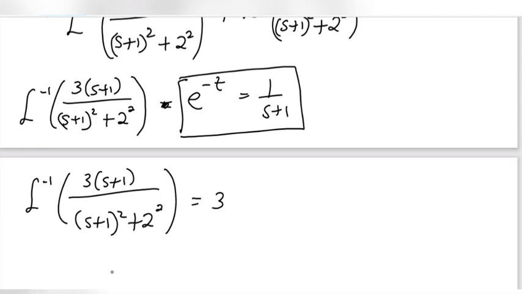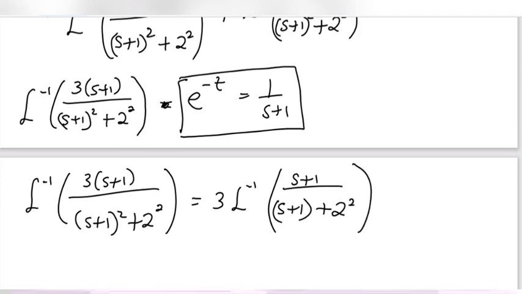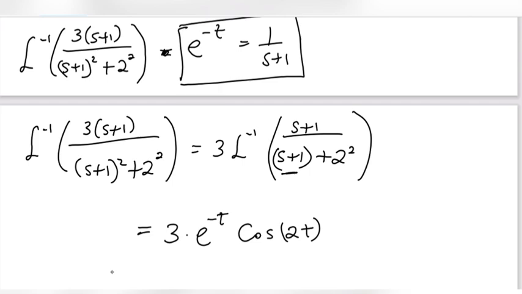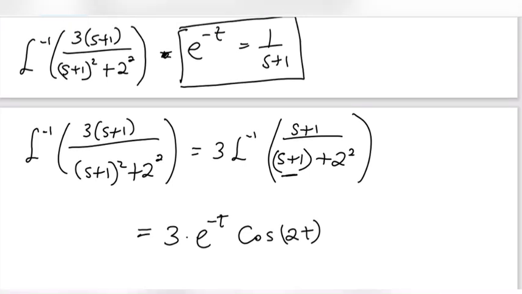This is 3 into Laplace inverse of s plus 1 all over s plus 1 squared plus 2 squared, which is the same as the trig function cosine. So this is simply 3 times exponential negative t, which accommodates for this, then cos 2t, because this is our a, cos 2t, right? So that's for the first term.